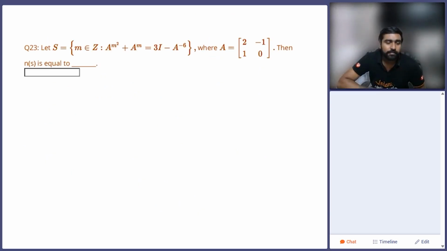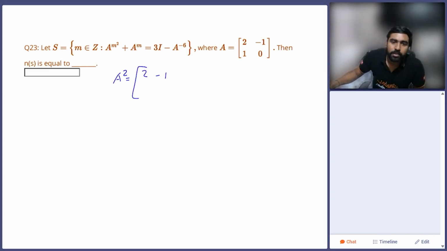Let's have a look at the next one. What do we have here? You have a matrix A, 2 minus 1 1 0. A power m square plus a power m is equal to 3 identity minus a power minus 6. So in all of these higher power cases, there is some pattern recognition which we have to do. Okay, let's find a square.